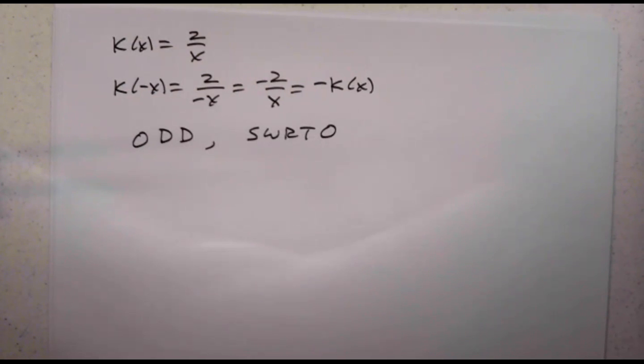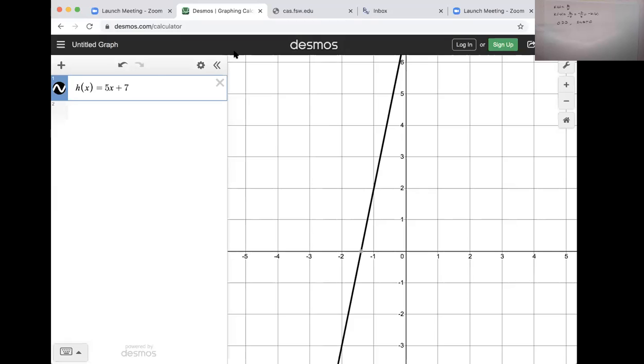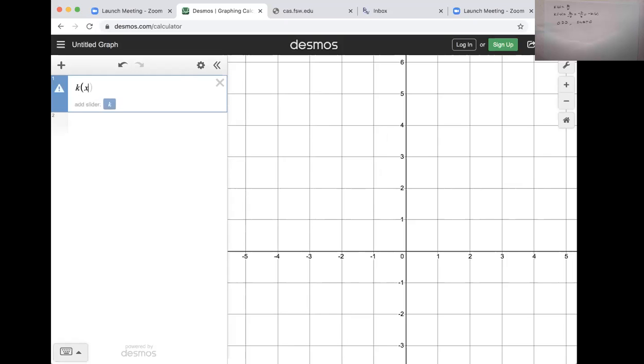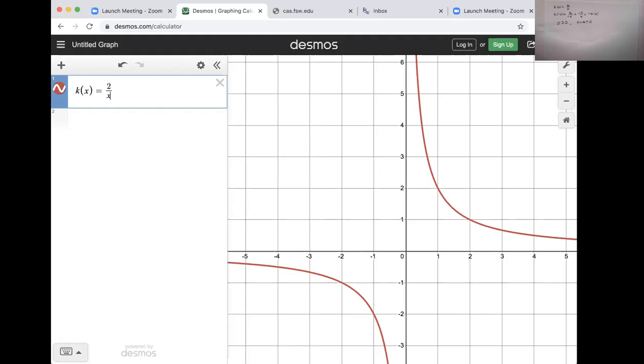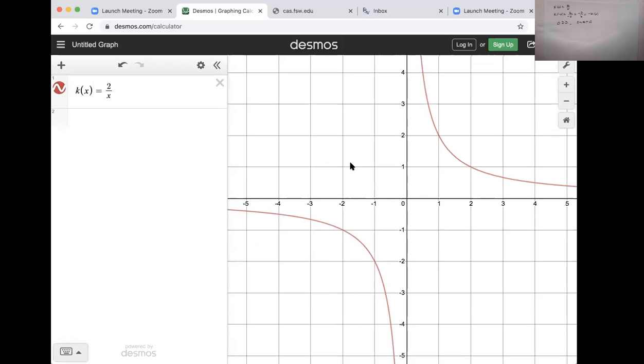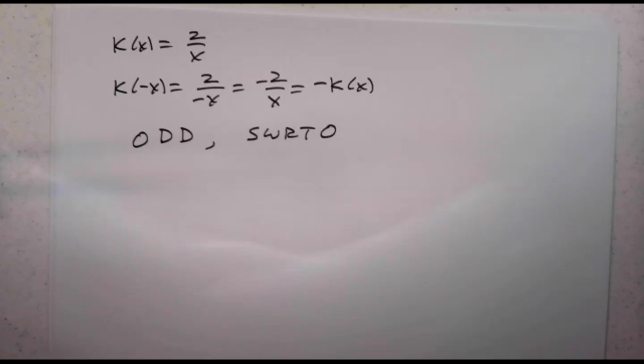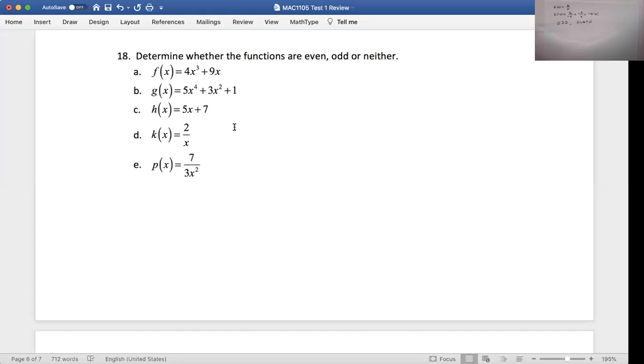So let's look at our graph on Desmos. k of x is 2 over x. And boom, if I do a double fold, fold 2, 1 to 2, negative 1, then fold again to negative 2, negative 1, you see the points match. So indeed, this is symmetric with respect to the origin. Indeed, this is an odd function. And I believe there is one more for us to do.